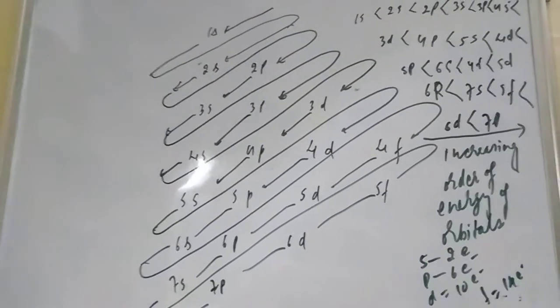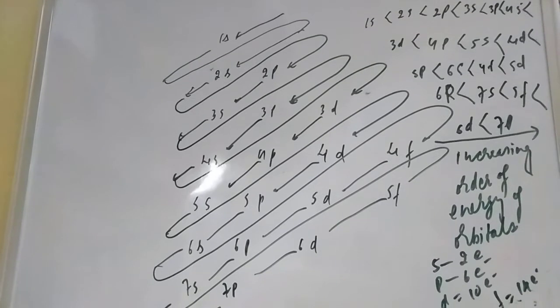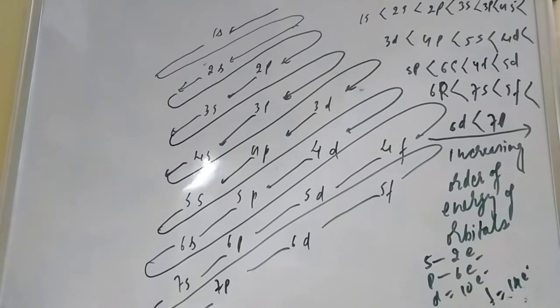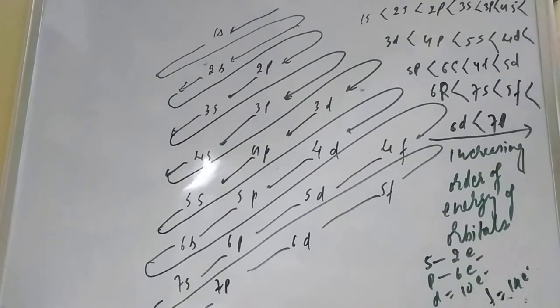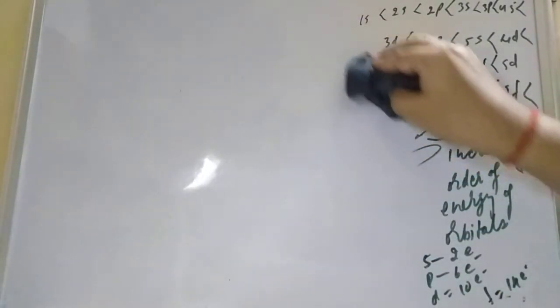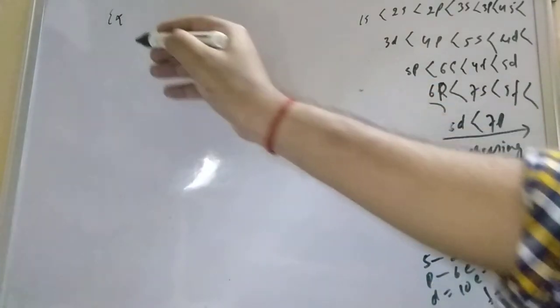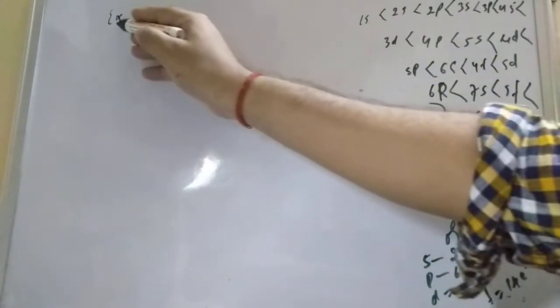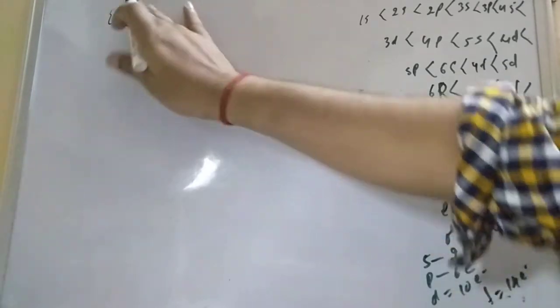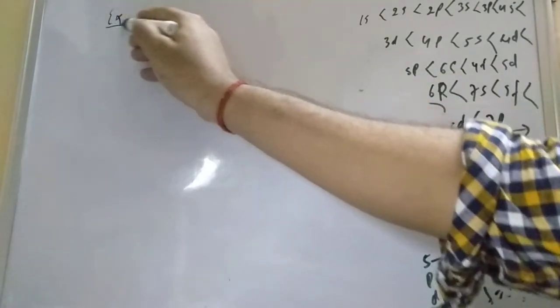So what I am going to do, student, is erase the diagram and then go with examples. I am not erasing the energy order; the energy order stays as it is. From this order you can check. For example, on the left side of the board, example number 1.